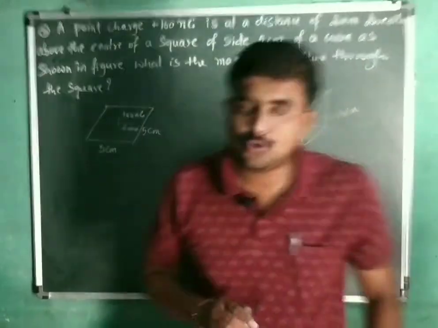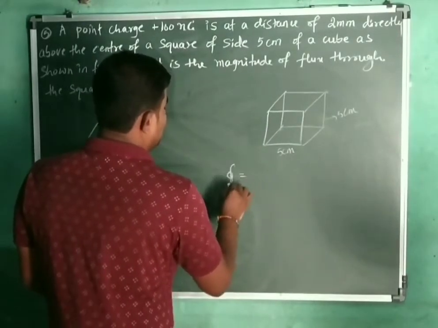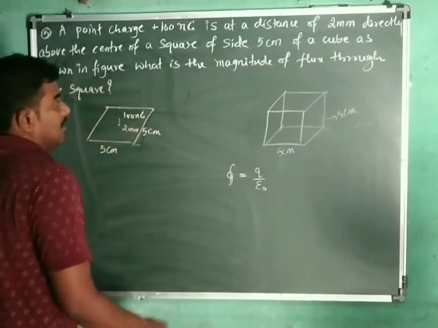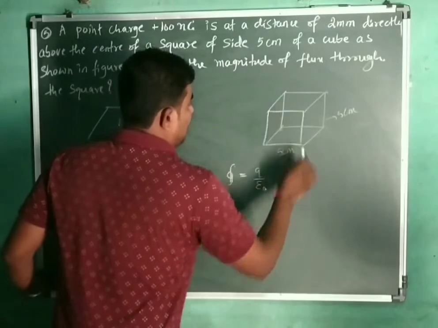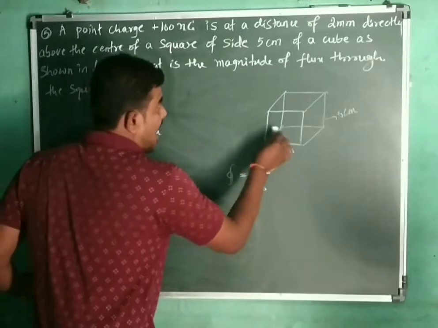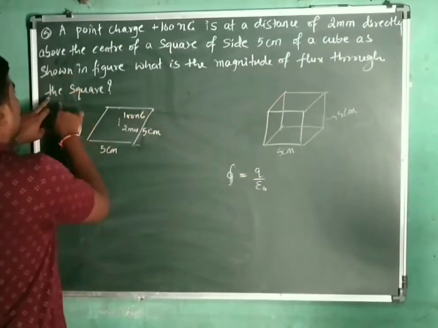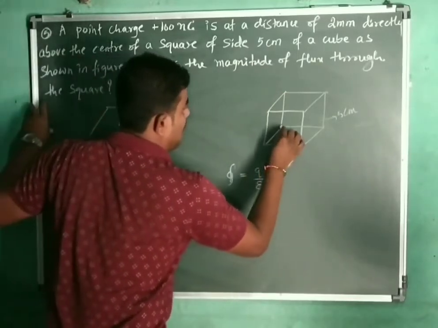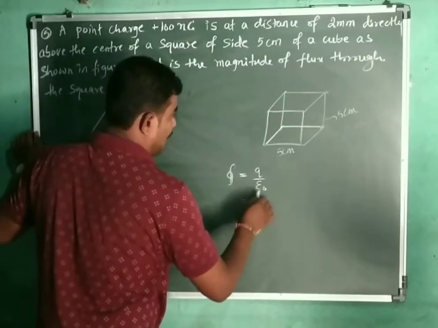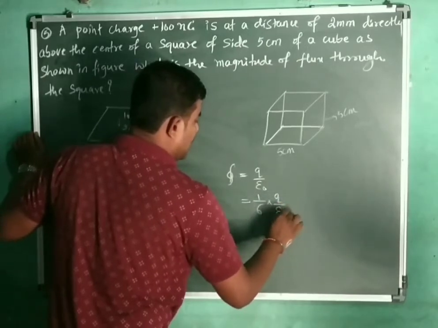According to Gauss theorem, flux linked with any closed surface is equal to Q divided by epsilon naught. Actually for the closed surface, for an entire cube, Q divided by epsilon naught is there, but they have asked for only one surface. What is the magnitude of flux through the square? For this surface only they have asked. Therefore 6 faces are there, so for one surface it is 1 divided by 6, Q divided by epsilon naught.